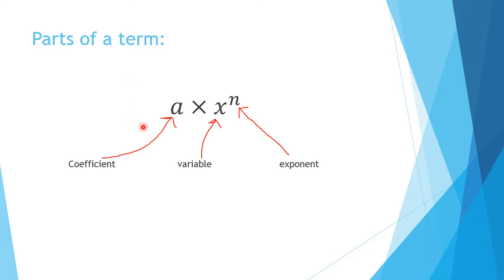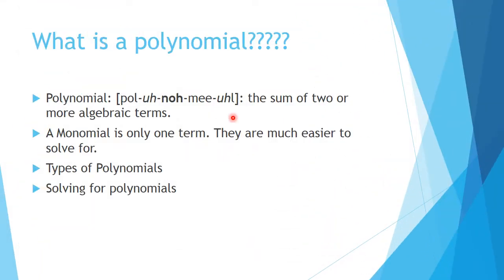So a term is basically made of a coefficient. In the case of 5x, that will be 5. And it's made up of a variable, which in the case of 5x will be x, and an exponent, which in the case of 5x is 1. So next is the sum of two or more algebraic terms. A monomial is only one. So today we're going to talk about types of polynomials and solving for them.